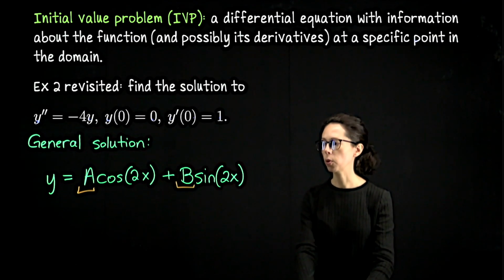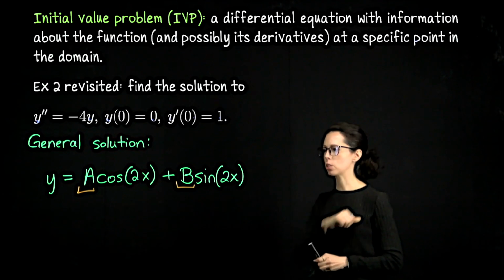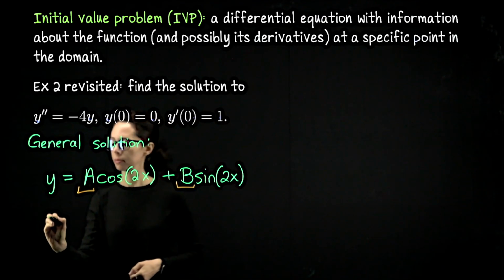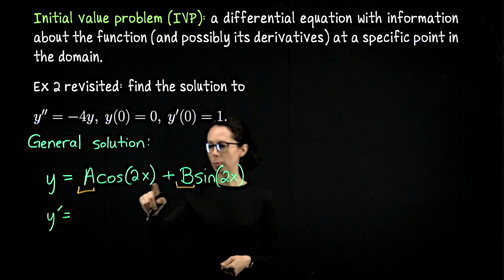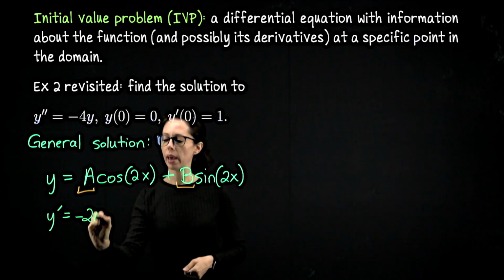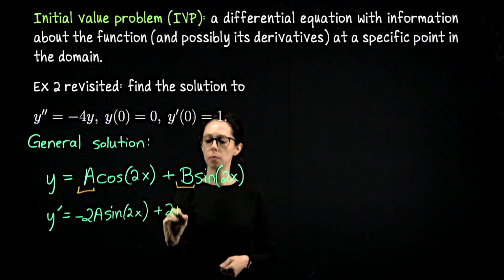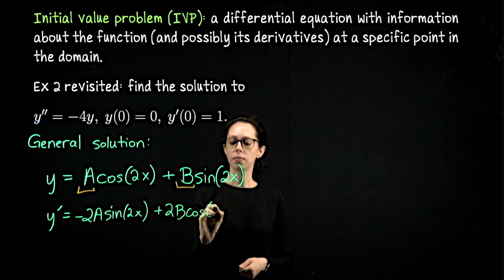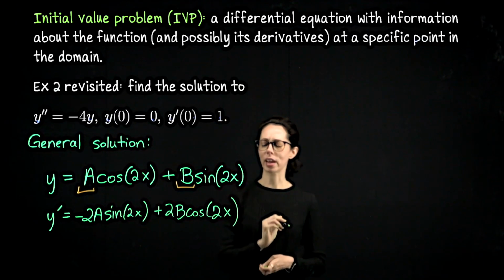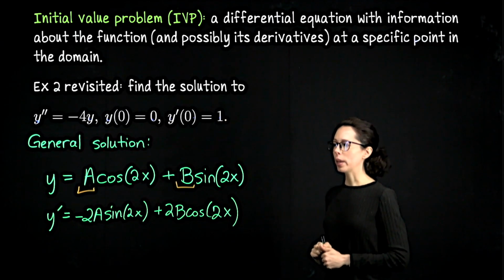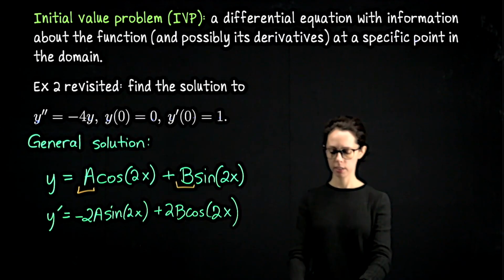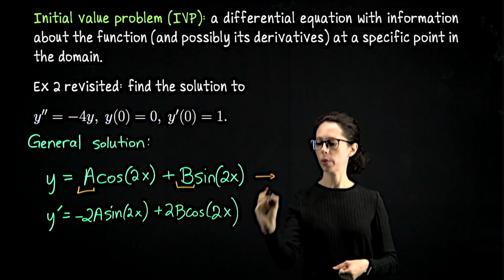All right, so here's what I'm going to do. I'm first going to take the derivative. Let's do y prime. Okay, y prime is going to be negative 2a sine of 2x plus 2b cosine of 2x. Sorry, I wrote that kind of strangely. We can plug in x equals 0. I'm going to do that over here. Sorry to work to the right.